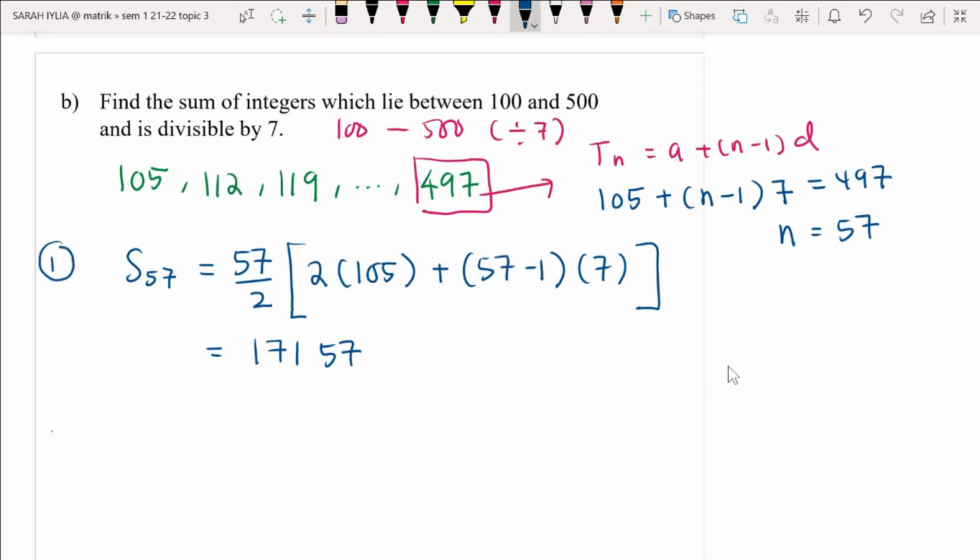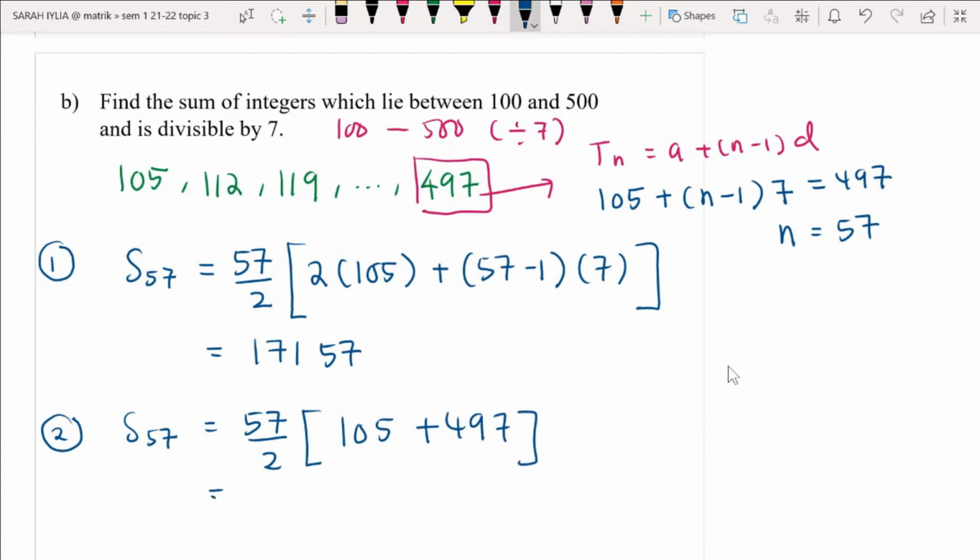Okey. Boleh juga option yang kedua, kalau kita nak cari S57, kita dah tahu tadi 497 would be the last term. So, saya boleh guna second option formula, N over 2, and then A plus L. So, 105 plus 497. Kita akan dapat jawapan yang sama juga. 17157.